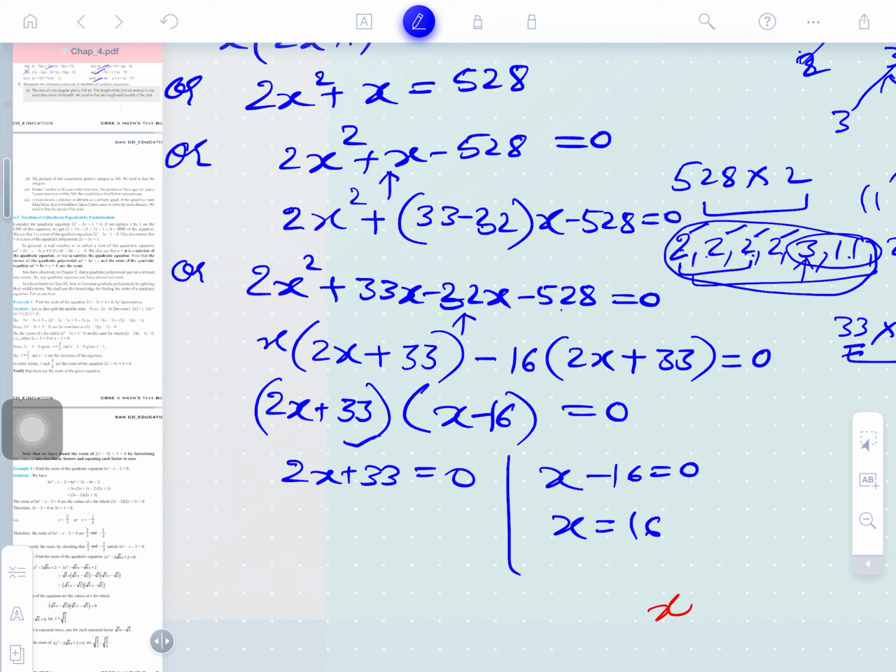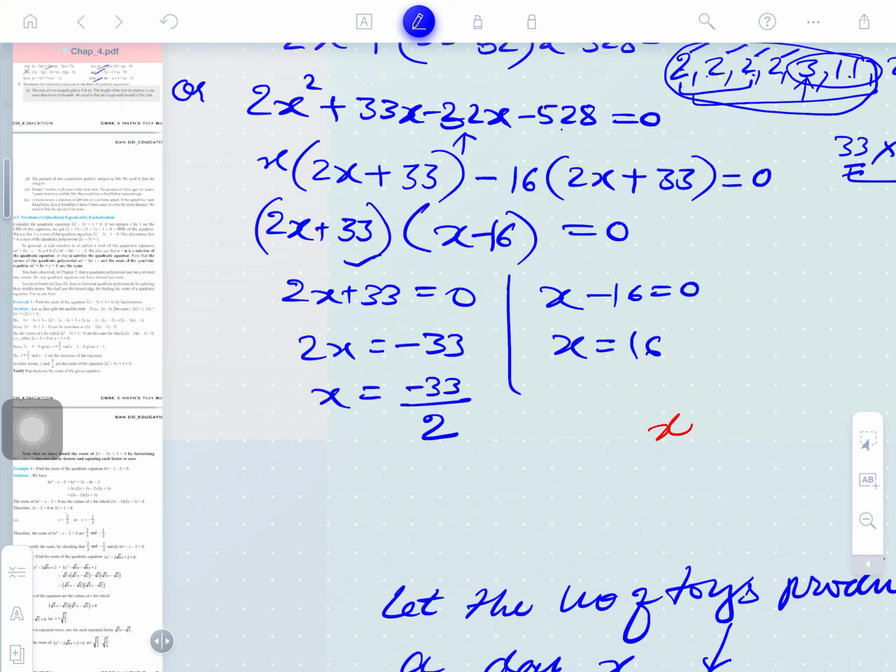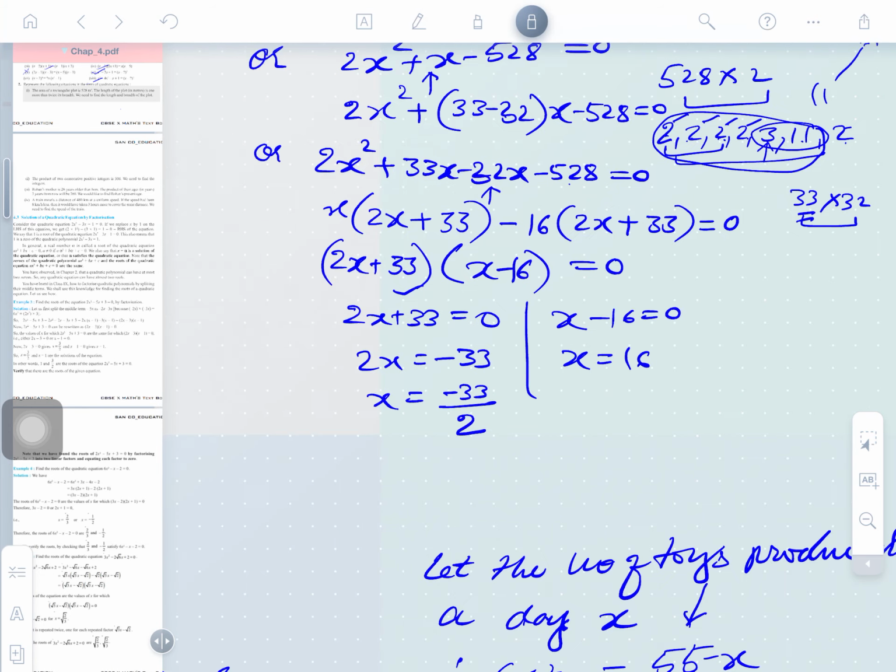16, and what next is 2x is equal to minus 33, x is equal to minus 33 by 2. Is that clear? So, what are the two answers now for x? The first value for x is coming minus 33 by 2. Obviously, negative cannot be there, because length and breadth cannot be negative. So, 16 is coming here.